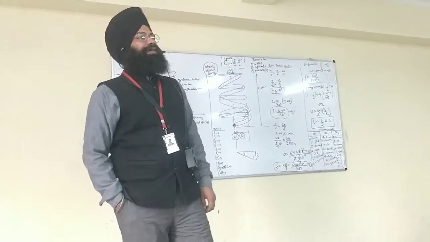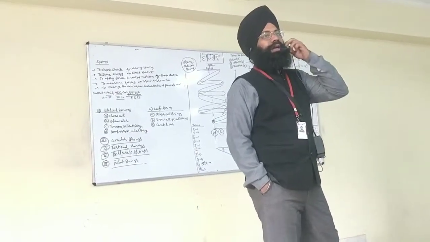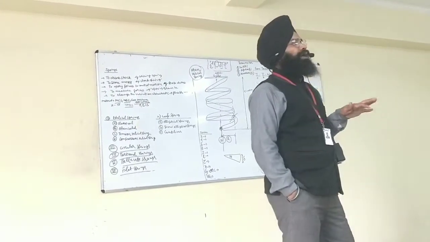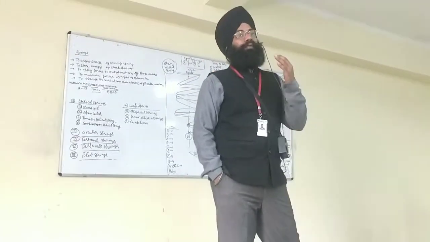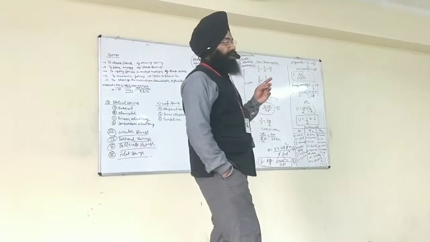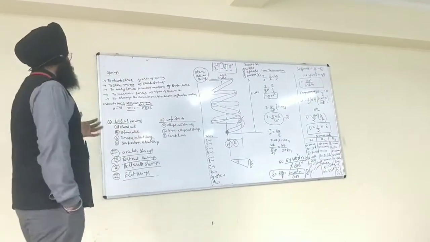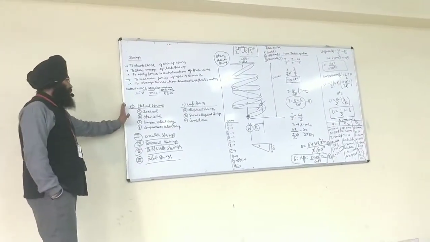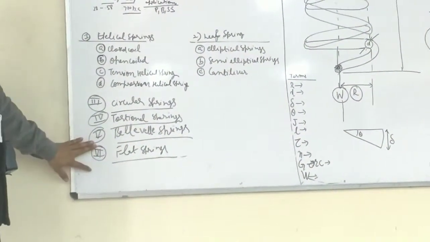The material for springs is medium carbon steel, that is 0.28 to 0.58% carbon, and high carbon steel, that is 0.7 to 1% carbon. These are used where springs are normally required, but where we have the problem of corrosion, we use phosphor bronze, high speed steel, or stainless steel. So we use these steels where corrosion resistance is required. We basically divide springs into 6 different categories: helical spring, leaf spring, circular spring, torsional spring, belly spring, and flat springs.